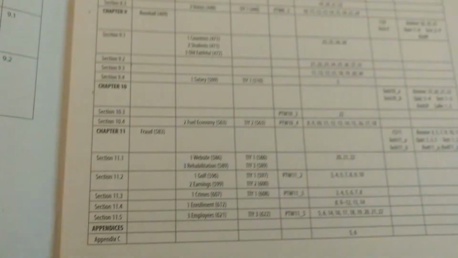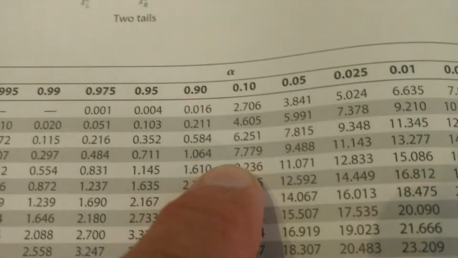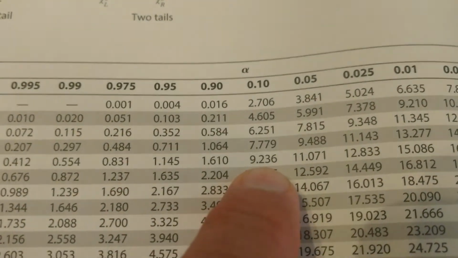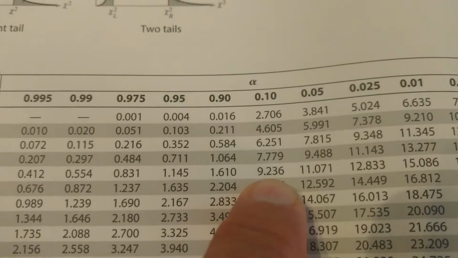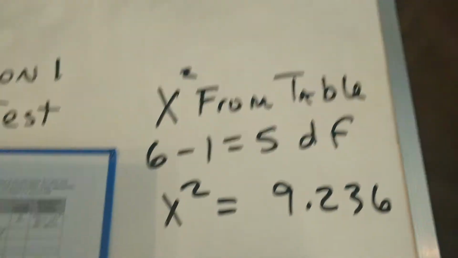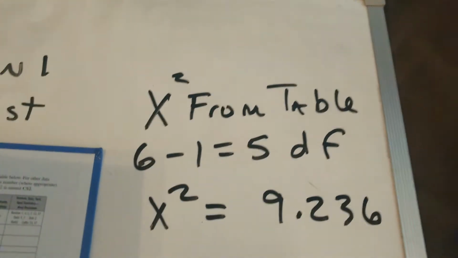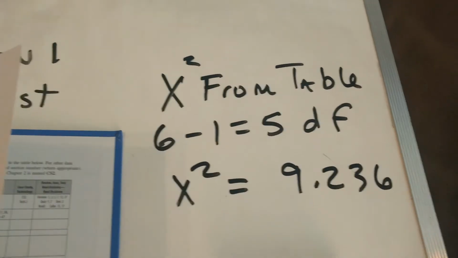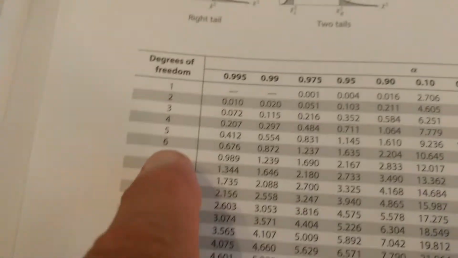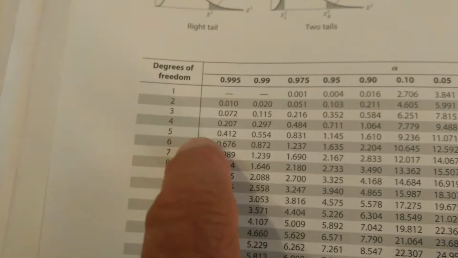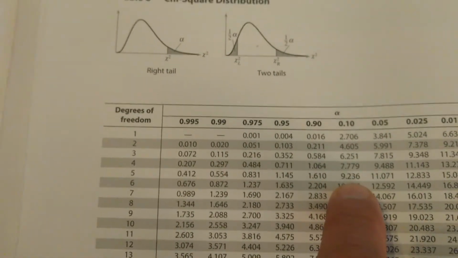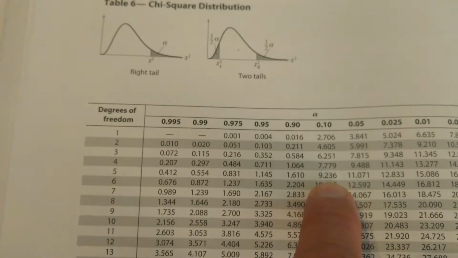We go to the chart. We look at 5 degrees of freedom. Remember, it's 0.1. So if I come over here, you can see the chi-squared value is 9.236. So I've written this all down here. The chi-square from the table with 5 degrees of freedom is 9.236. Again, let me show you this. Here's the degrees of freedom of 5. We followed over here to the column 0.1. That's where I got the 9.236 from.